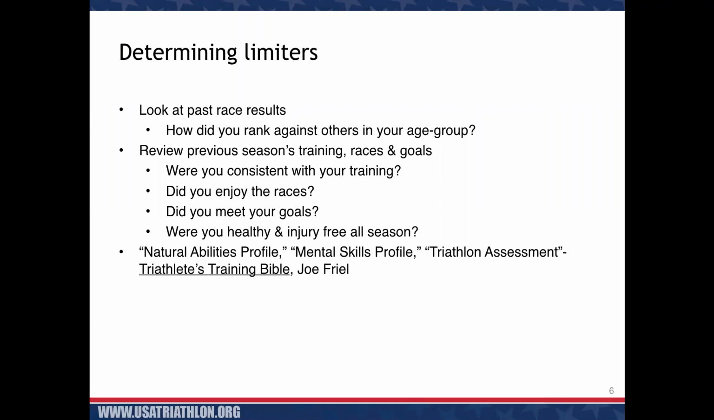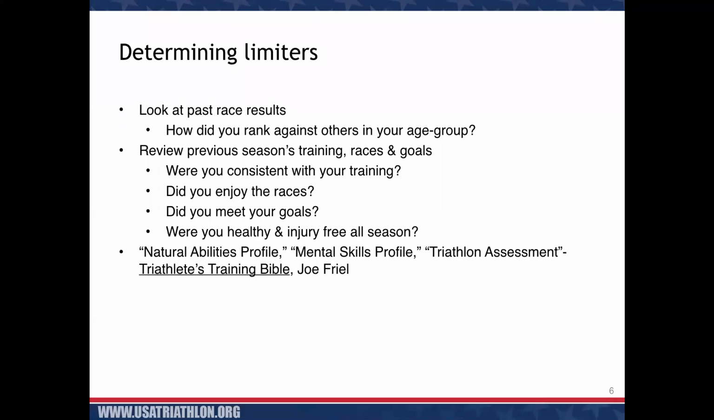Did you enjoy the races that you did? Were you happy with the results? Were you happy with the course, with the environment? Did you hate the race because it was hot? Did you love the race because it was flat? Asking these questions to yourself, you can start figuring out what some of your limiters are.